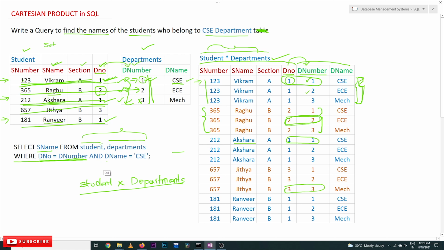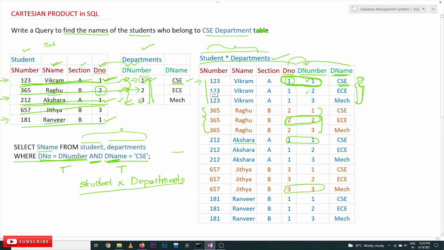And the other condition is DNAME is equal to CSC. We have discussed this, and if this is true and this is true, then only that row has to be picked. See here, this is true for these two. And is DNAME of department equal to CSC? Yes, it is equal to CSC, which states that the department CSC's number is 1. Department CSC's number is 1. Try to understand that point.